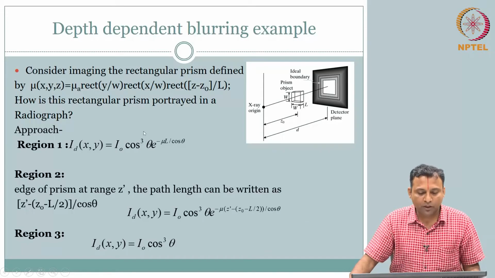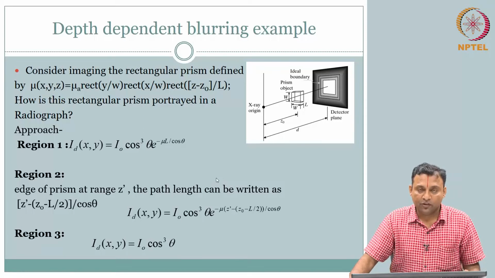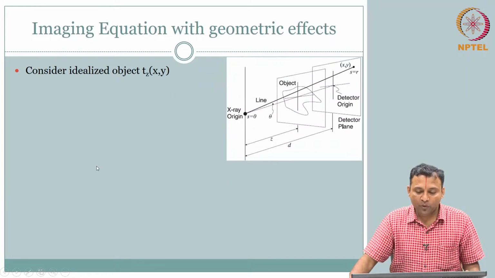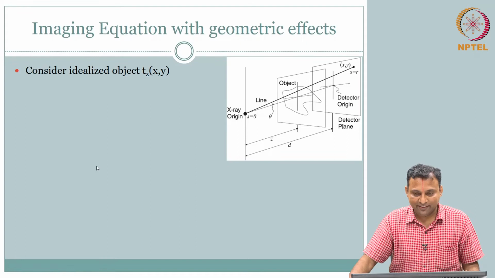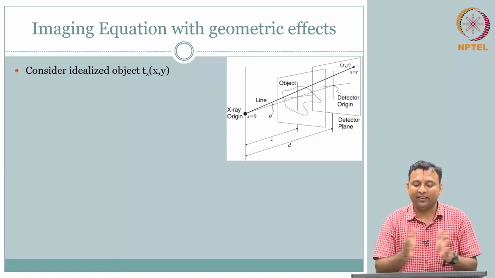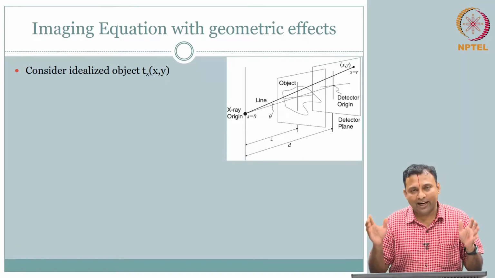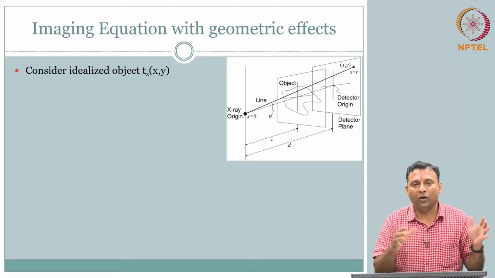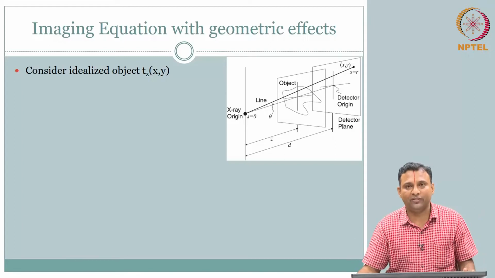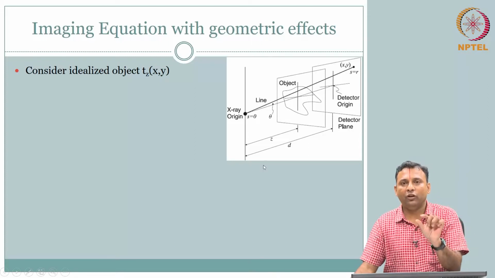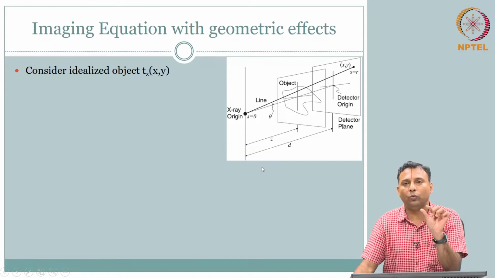Okay, so much for depth dependent blurring. It's a very important one. So here you have the object which is 3D. Now we had an imaging equation, and individually we have incorporated the effects. So how do we incorporate all the effects we have seen so far? Also, when we talked about the object, we simplified it as one mu with one thickness.